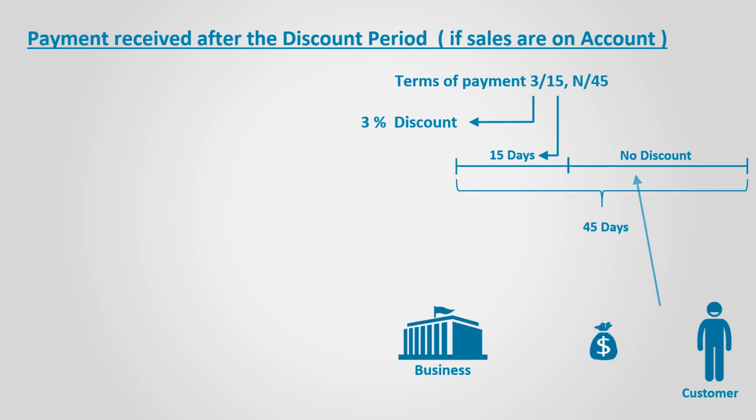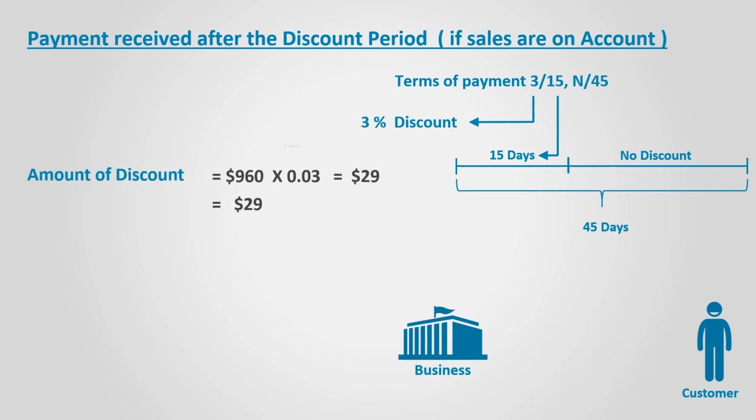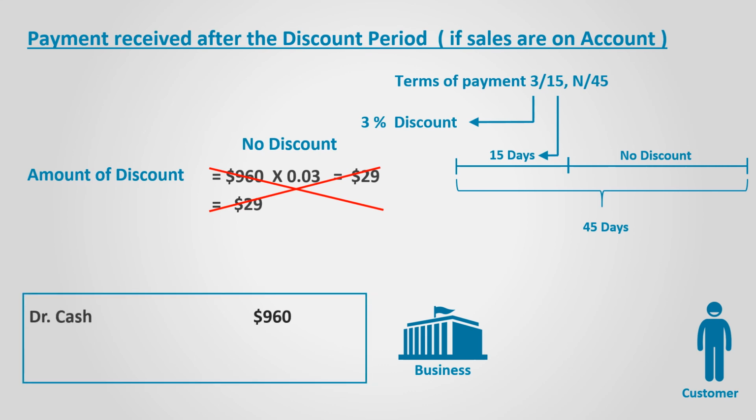If the customer didn't pay during the discount period, no discount is granted and the full amount should be paid. In such a case, cash is debited by $960 and accounts receivable is credited by the same amount.